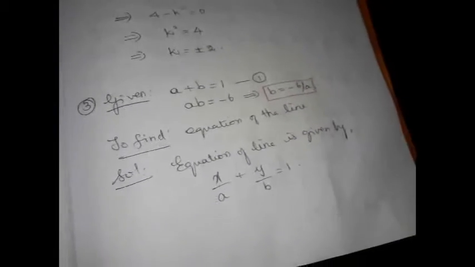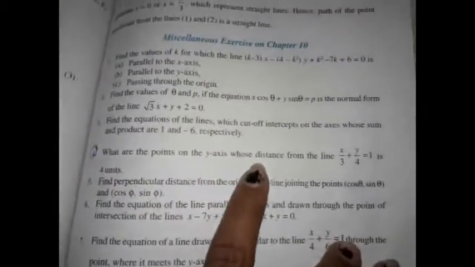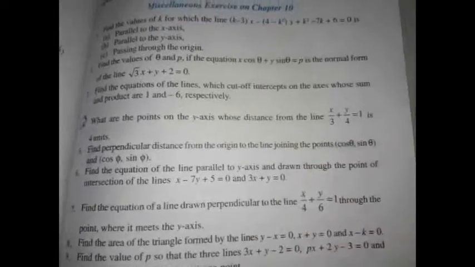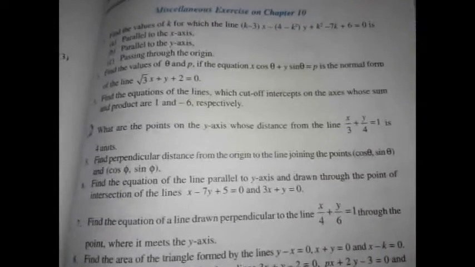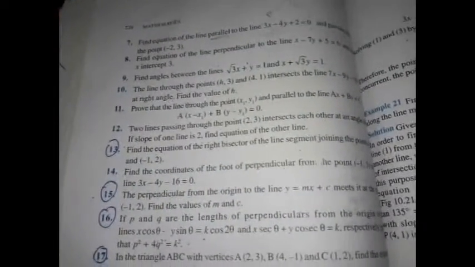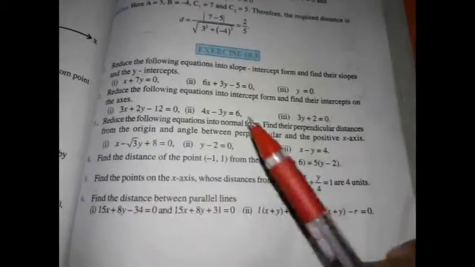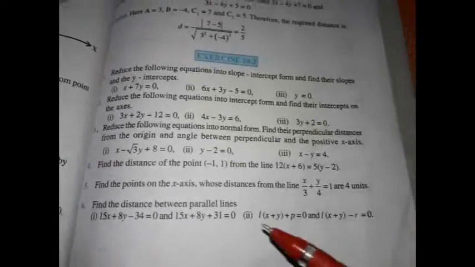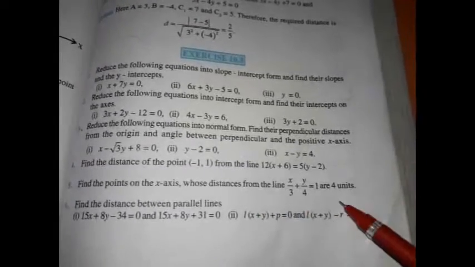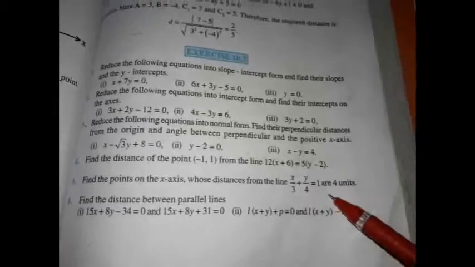Fourth question in the miscellaneous exercise. What are the points on the y-axis whose distance from the line is 4 units? This is exactly the same as the problem which we did in the exercise, question number 5. Here they had given: find the points on the x-axis. Now they have given: find the points on the y-axis whose distance from the line is given, and the equation of the line is given.